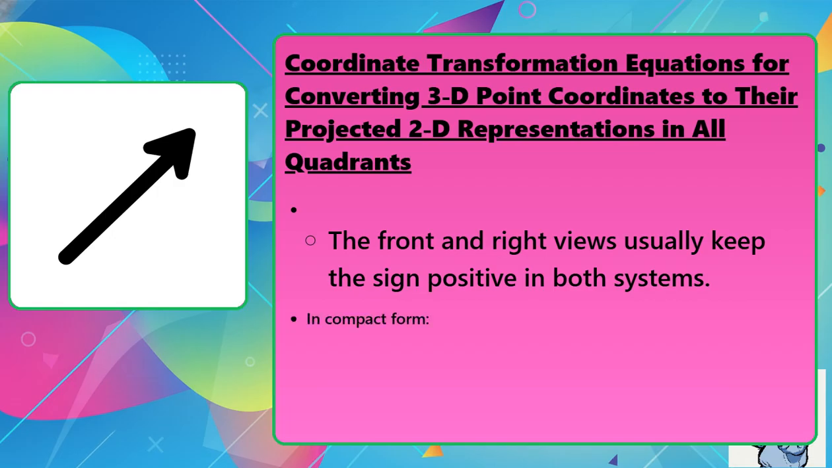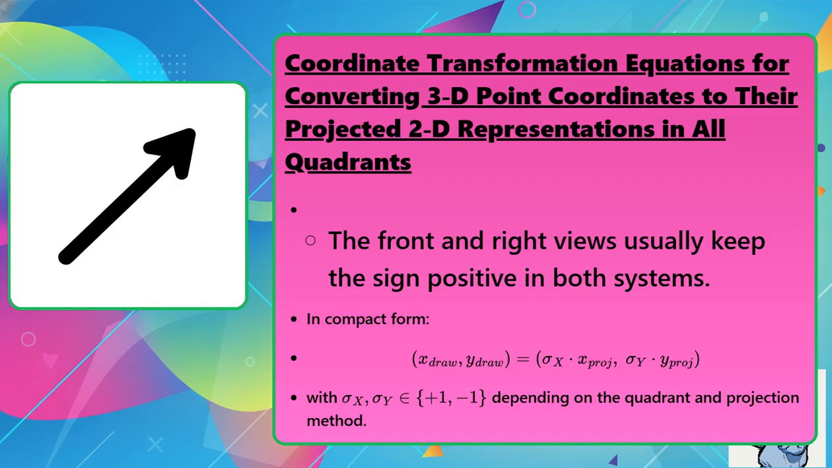In compact form, draw x comma draw y equals sigma x times x proj comma sigma y times y proj. Sigma x and sigma y belong to +1 or -1, depending on the quadrant and projection method.